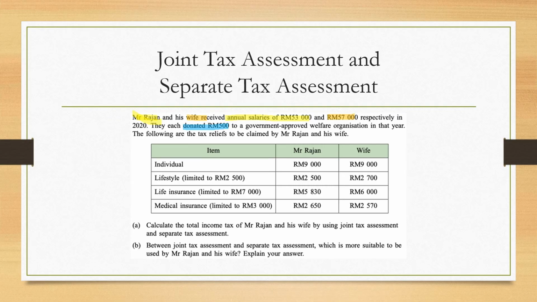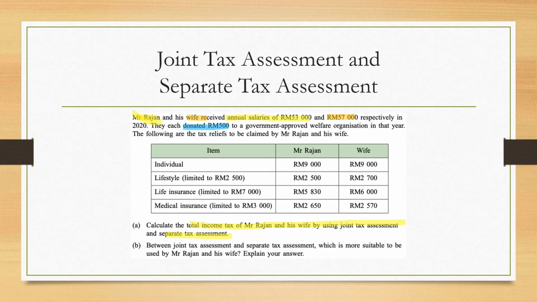And here we have the tax relief amount. Again, the question tells you your annual income, your tax exemption, and then your tax relief here. Now, calculate the total income tax payment of Mr. Rajan by using joint tax and separate tax. In most scenarios, if a question asks you to find your chargeable income using joint tax or separate tax, it's going to take a very long time.